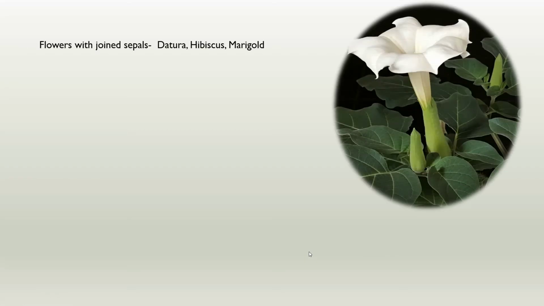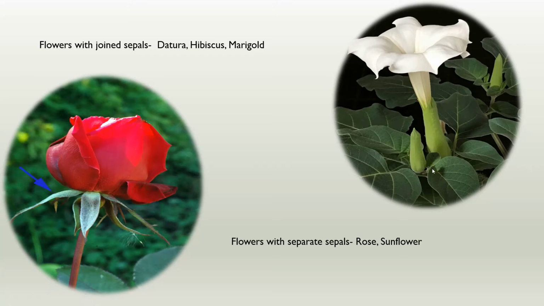Now, when we observe a flower, we observe a difference in the case of sepals. Few flowers have joined sepals. For example, in the case of datura, hibiscus, and marigold, we observe the flowers have joined sepals. On the other hand, few flowers have separated sepals. The sepals are not joined like in this flower. For example, rose, sunflower, etc.